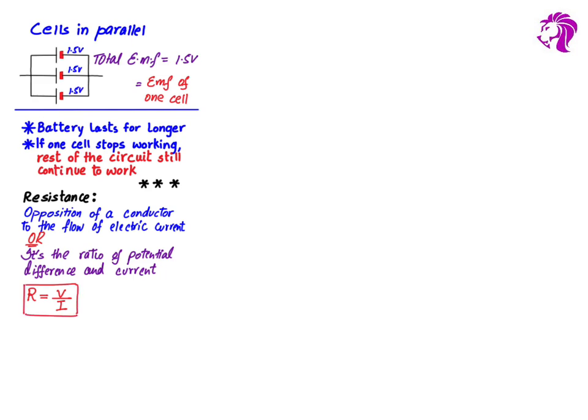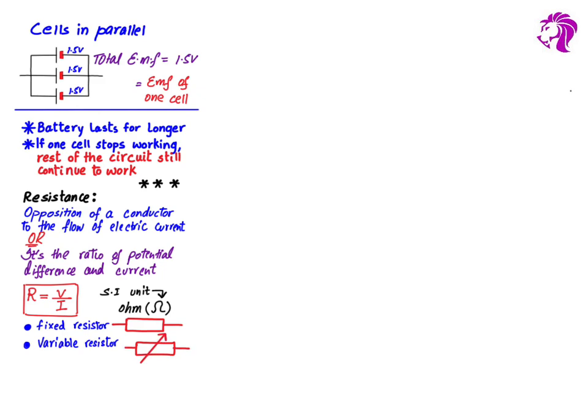So this is my formula for resistance. Now resistance is again a physical quantity, and for every physical quantity we must know its unit. The unit of resistance is ohms, and it can be measured using an ohm meter. And if I talk about resistors, there are two types: a fixed resistor, or a variable resistor, a resistance whose value you can vary as per your need. Got it?